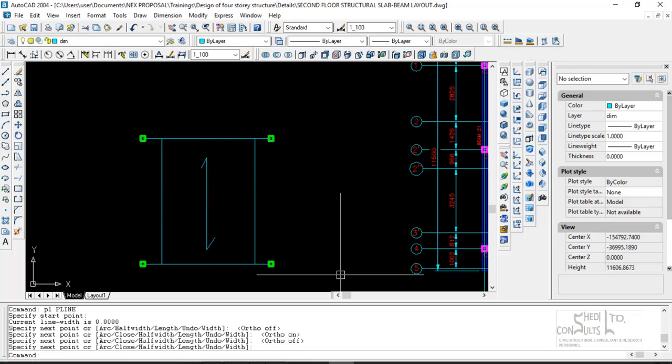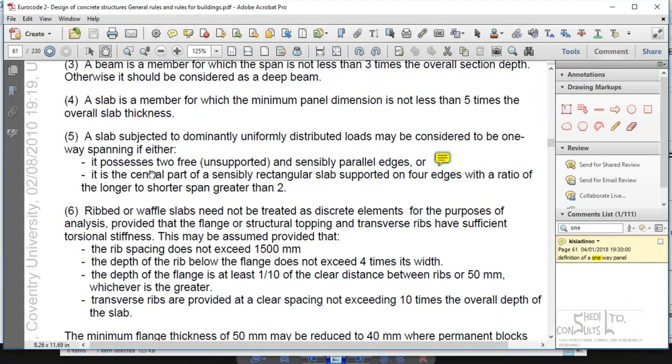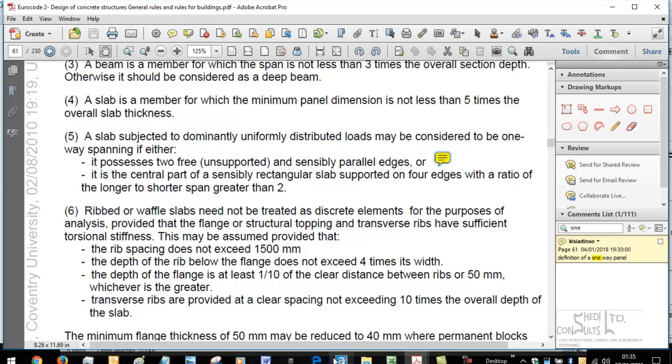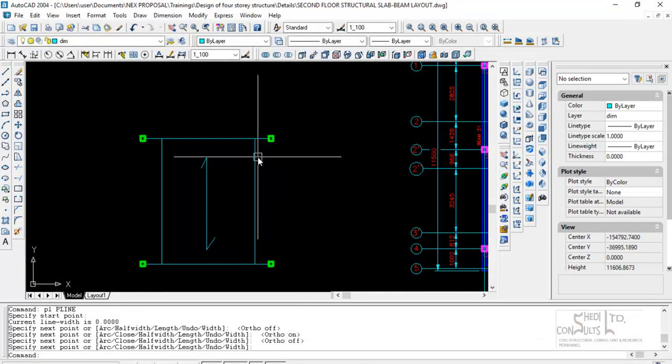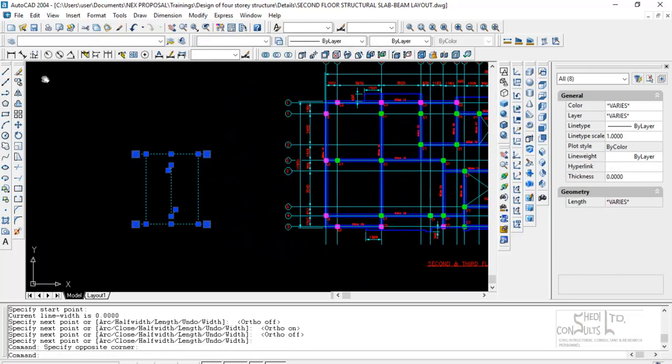So that's what the code states. If you have a slab member where it possesses 2 free, unsupported, and sensibly parallel edges, even if this inclines a bit, sensibly parallel edges, then that panel is said to be a one-way panel. Okay, so this is just for illustration.